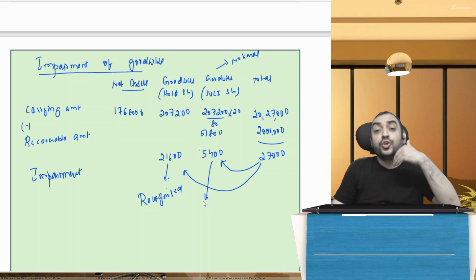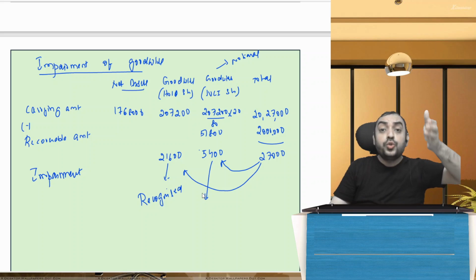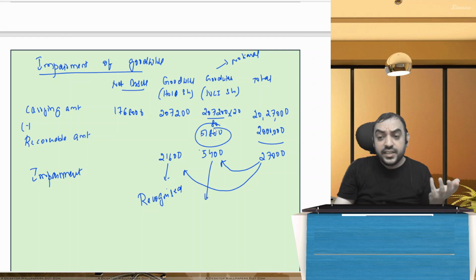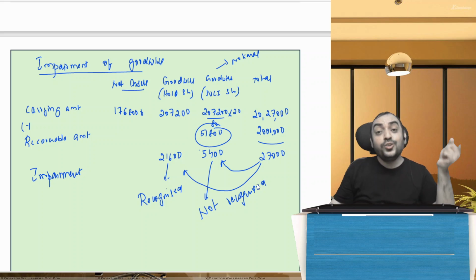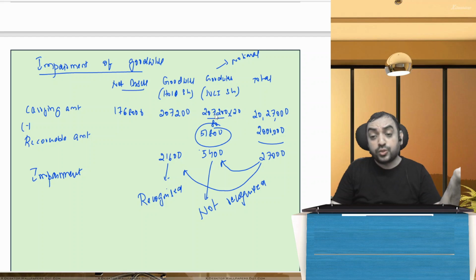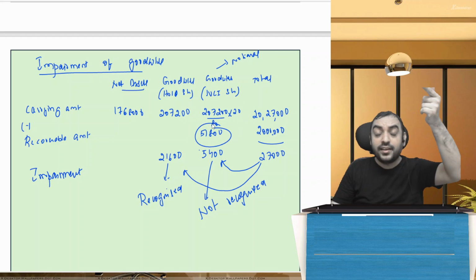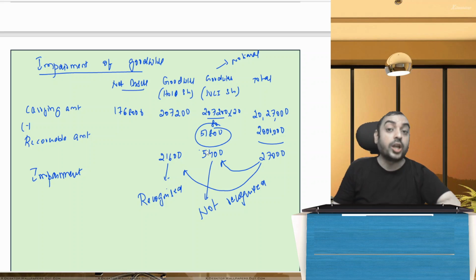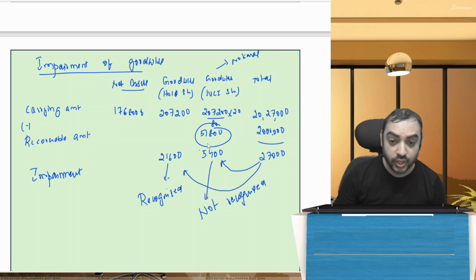The 5,400 impairment of goodwill is not recognized, because it relates to the NCI share only, and this 51,800 is not recognized. The method used is goodwill on a proportionate basis. So the 5,400 impairment of that is also not recognized. Had the goodwill been recognized on a fair value basis, then the goodwill would have been 2,07,200 plus 51,800. So this 5,400 impairment would also have been taken to the consolidated P&L account. Hope you get the concept.